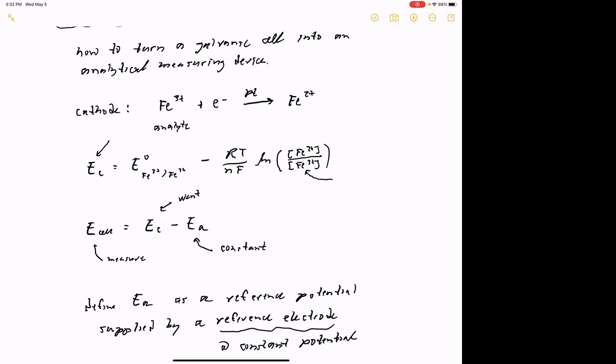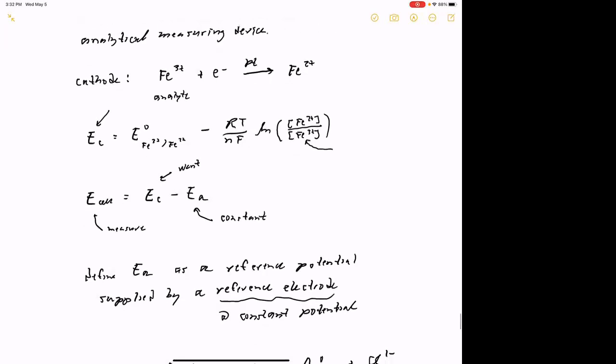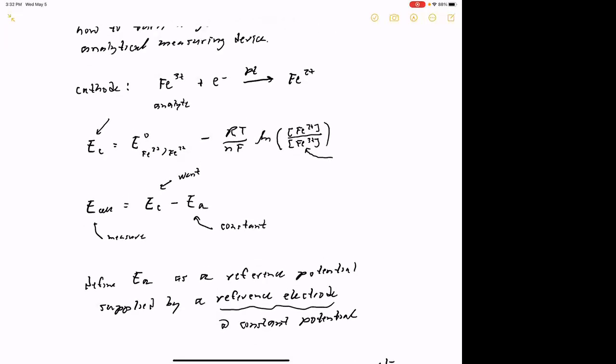All right, so let's just review what we were trying to do here. The idea was that we wanted to take a galvanic cell like we've been talking about and turn it into an analytical measuring device. This is just a recap of where we ended in class last time. We had a cathode reaction that involved iron 3 picking up an electron at a platinum electrode to make iron 2, and we said the iron is going to be the analyte. That's ultimately what we might want to determine the concentration of.